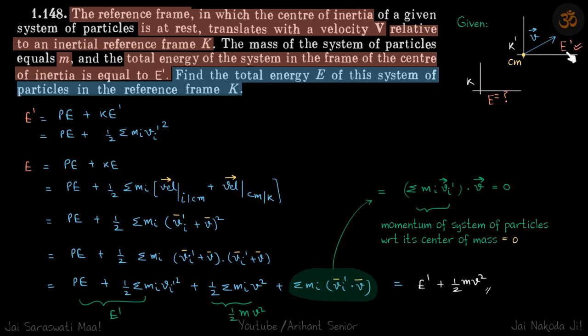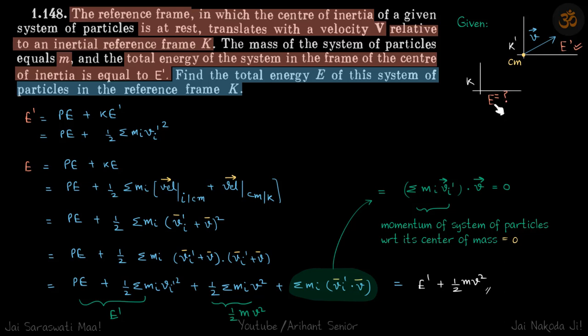So let's write the equation of E dash and then we'll write the equation of E. E dash is equal to, so total energy is potential energy plus kinetic energy. The kinetic energy in its own reference frame is equal to Pe plus half, let's call it, Mi Vi dash square, where Vi dash is the velocity of each particle with respect to k dash. So i is just the number of particles: m1, v1 dash, m2, v2 dash, like that.